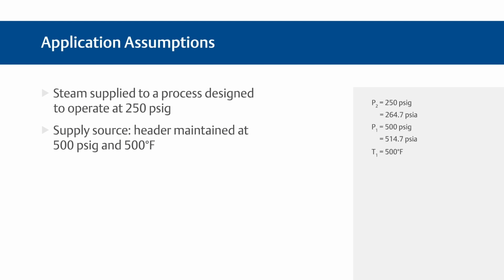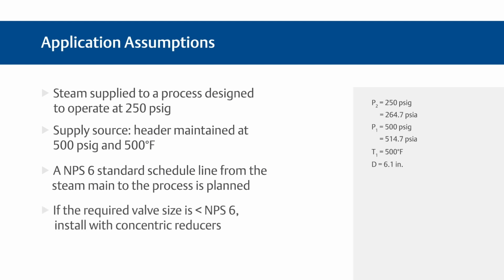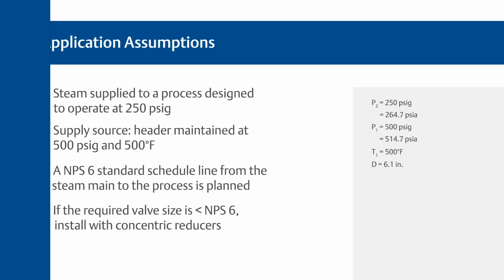An NPS 6 or DN150 standard schedule line from the steam main to the process is being planned. Note that a 6-inch standard schedule pipe has an inside diameter of 6.1 inches. Also, make the assumption that if the required valve size is less than NPS 6 or DN150, it will be installed using concentric reducers.